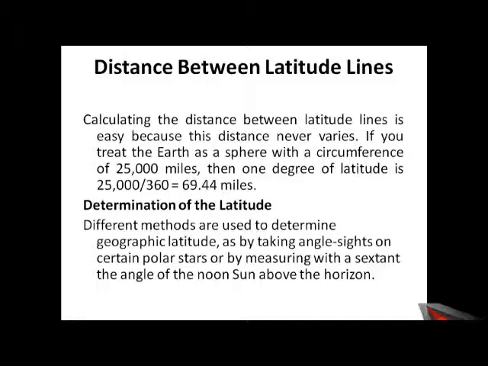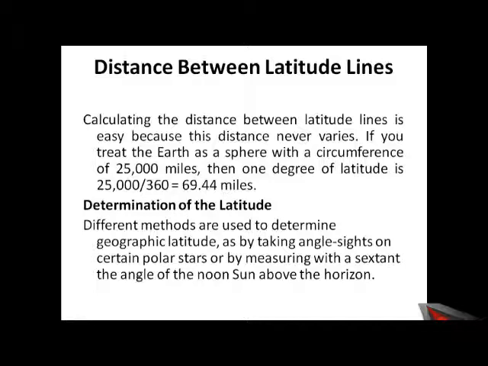Apart from that, we can calculate the distance between latitude lines easily, because this distance never varies. If you treat the earth as a sphere with a circumference of 25,000 miles, dividing by 360 for each of the 360 parallels, 1° of latitude comes to 69.44 miles.